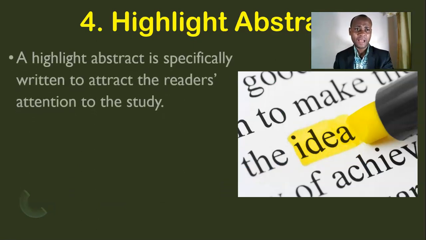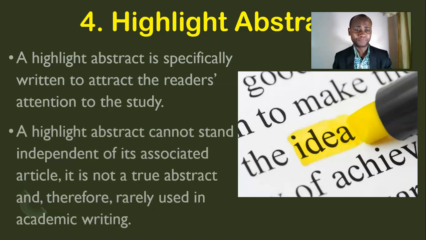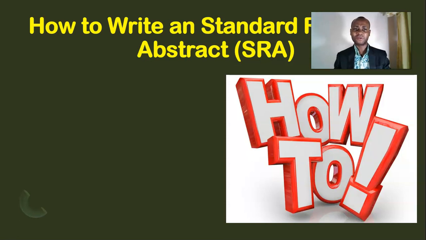Now the last type of abstract is called the highlight abstract. Okay, so this is specifically written to attract readers' attention to a study. So the highlight abstract cannot stand independent of its associated article. It is not a true abstract and therefore it's not usually used in academic writing. So these are the four types of abstract.